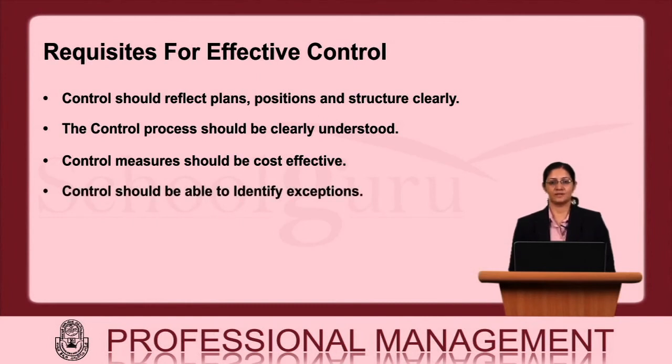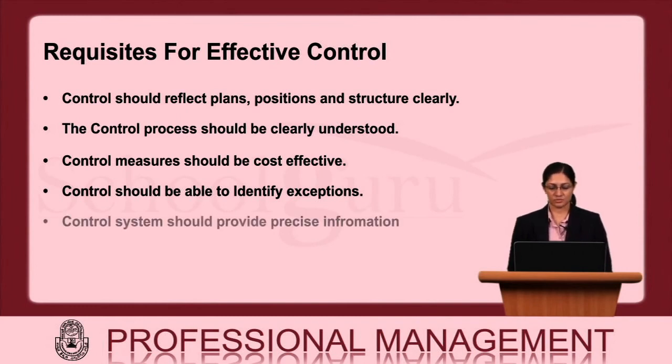Control should be able to identify exceptions so that wherever there are gaps, the gaps are genuine enough because of certain situations or consequences or occurrences or events, and the gap should not be deliberately made to meet with the plans. At times, it is also required that maybe the plans laid were not that realistic and control made you realize that and you need to work on the plans as well. Control system should provide precise information.